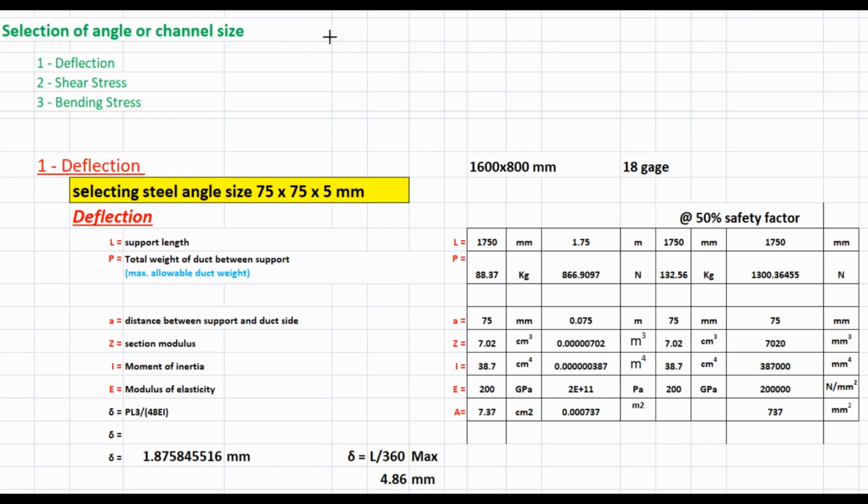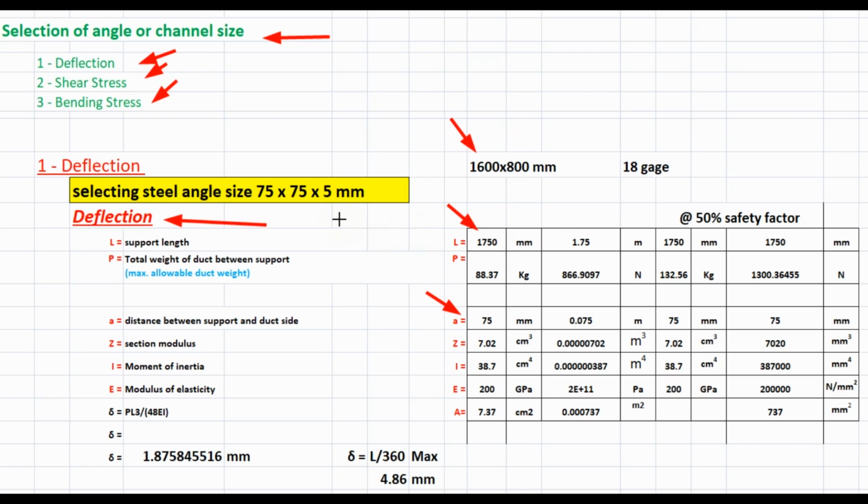To select angle or channel for duct riser support, we make three calculations: deflection, shear stress, and bending stress. We will do calculation for deflection now. Angle length inside the shaft is 1750 as duct width is 1600 millimeter, and clearance between shaft and duct on both sides is 75 millimeter. Then the total length of angle inside the shaft will be 1750.